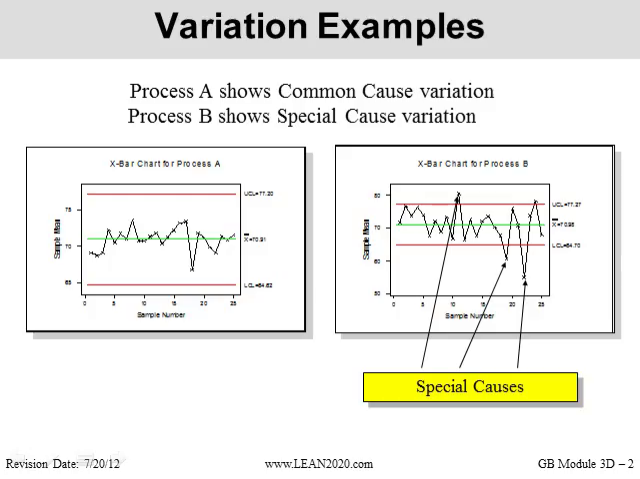If you remember, all processes do have that normal variation that we would consider common to a process. So process A just has common cause variation. Process B has both special and common cause variation.